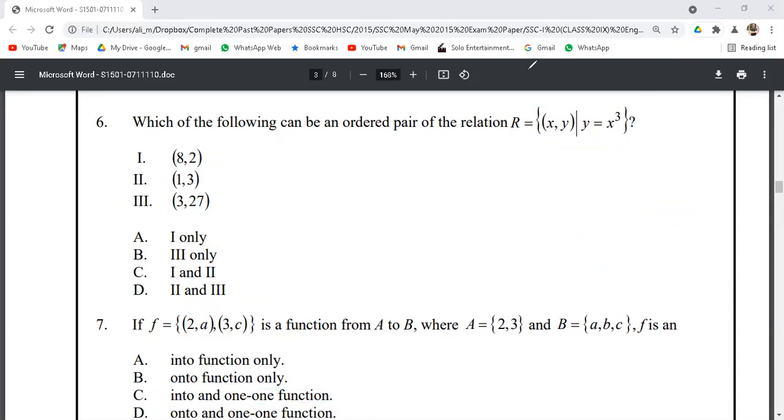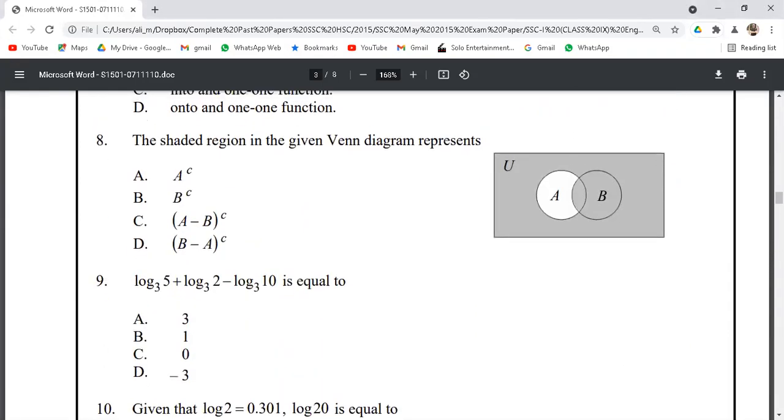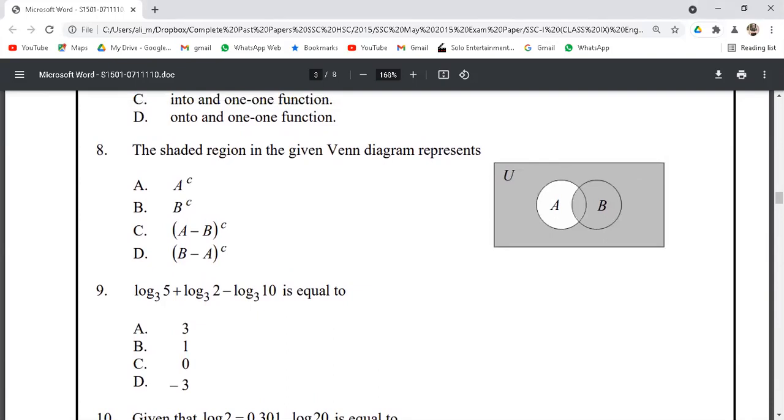So let's come to our question number 8. This question is again from our chapter sets and functions. We have to identify the shaded region in this Venn diagram. The options we have are A complement, B complement, (A minus B) whole complement, and (B minus A) whole complement. So we have to check one by one whether the correct option is A, B, C, or D.